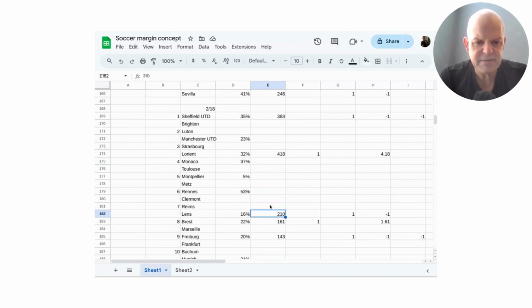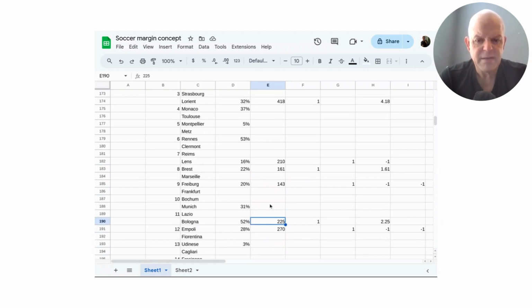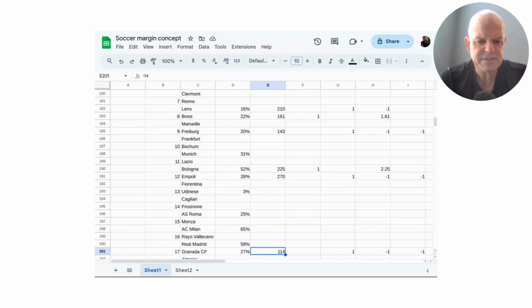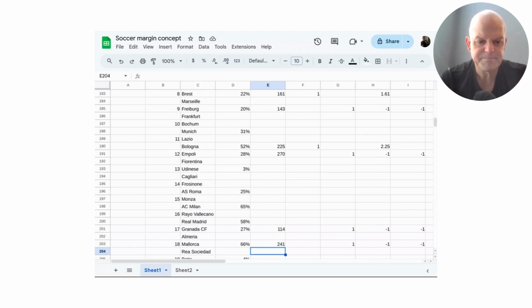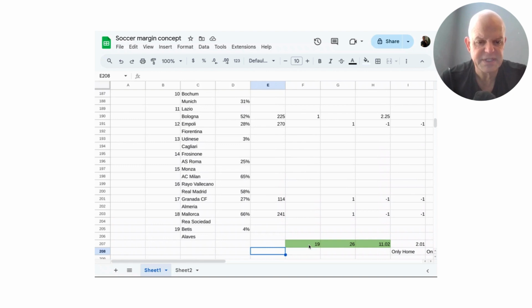Linz plus 210 was a loss. Brest plus 161 was a win. Freiburg was a loss, plus 143. Bologna here hits at plus 225 and 270 loss there. So it ended up going 3-6 and still up 2 units. And again, 19 and 26, up 11.02.